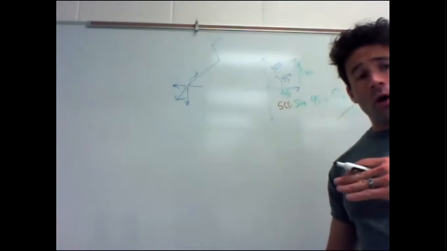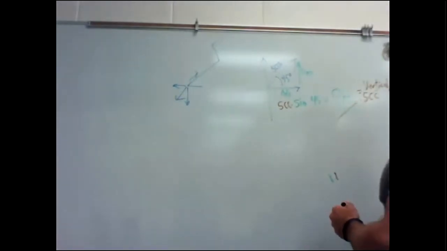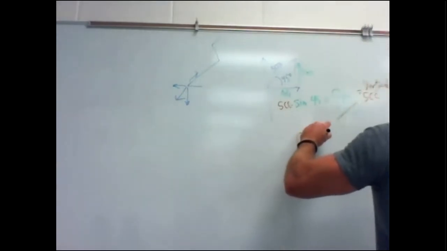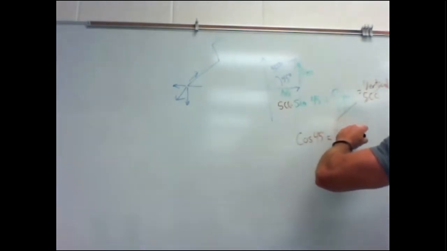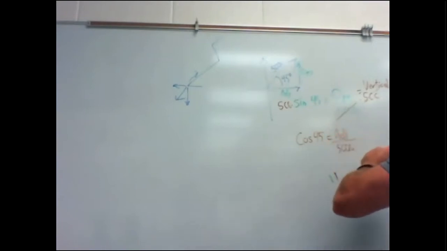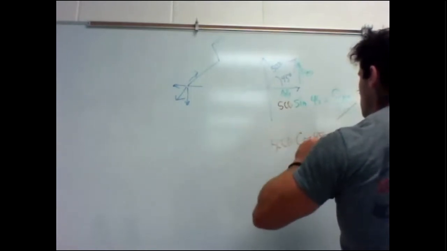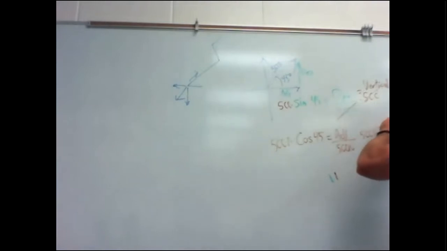Now, for our horizontal, we're going to use cosine. It's the same basic idea: cosine of 45 equals our adjacent over 500 newtons, and we multiply both sides by 500 newtons. That's going to give us our horizontal force.